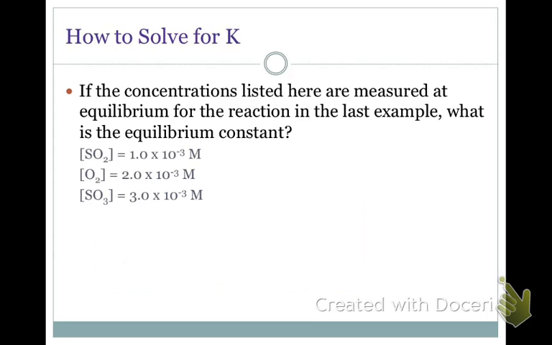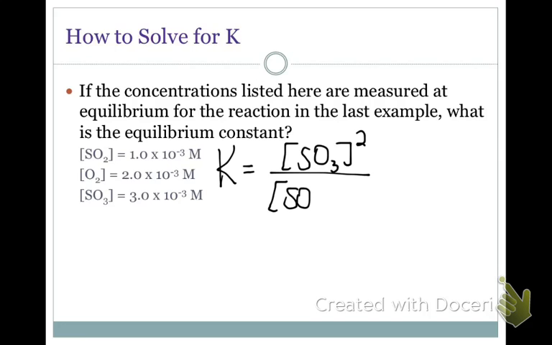Now let's start putting some numbers in here. The concentrations are listed below. We want to figure out what that value for K is. This is still going with that last problem. So we know that K is equal to the concentration of the SO3 raised to the second power over the concentration of SO2 to the second power times the concentration of O2 to the first power. This again was just from the last reaction.